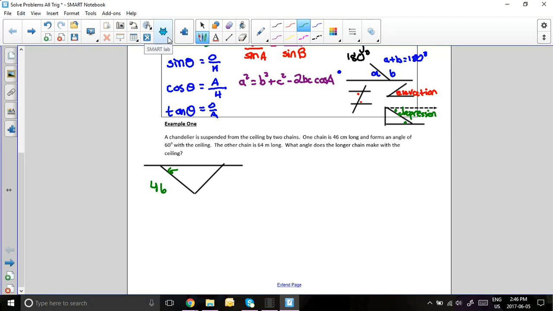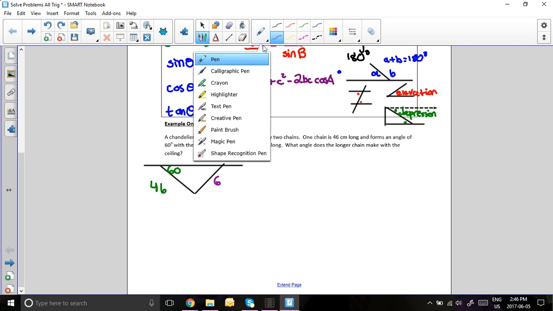Oops. Okay, and then it says the other chain is 64 meters long. Sorry, 64. Okay, it's doing this thing again. Let me just, one second. Oh, I'll fix it, don't worry. I found a way to do this the other day.